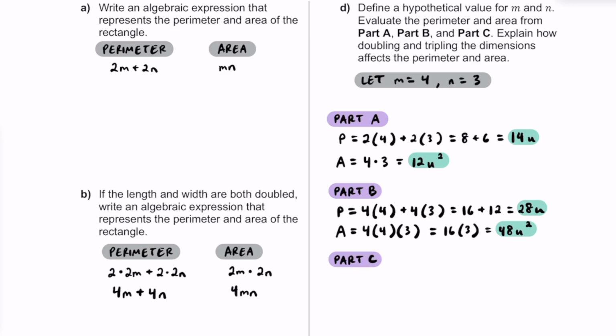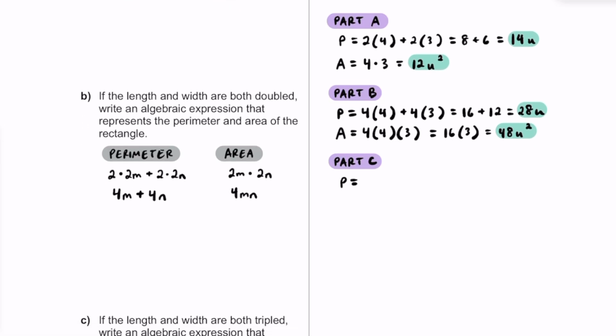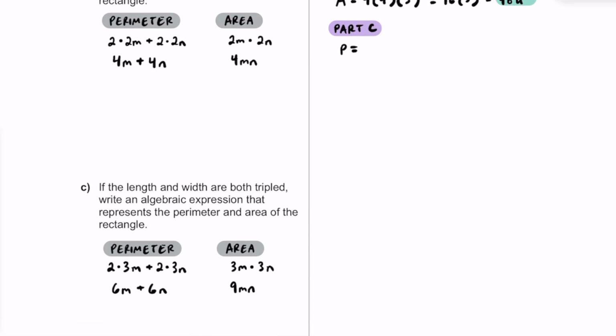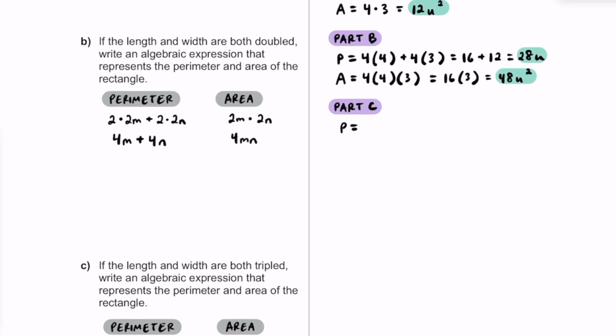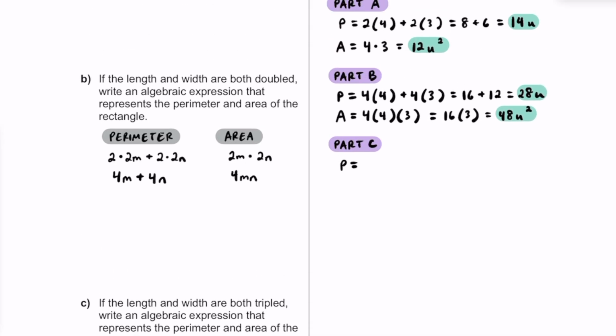All right, so for part C, the perimeter is going to be, what did we say that expression was for the perimeter? Oh, that's right, we said it was going to be 6m plus 6n, and the area is going to be 9mn. So for the perimeter, we have 6 multiplied by 4, plus 6 multiplied by 3. So 6 times 4 is 24, and 6 times 3 is 18. So 24 plus 18 is 42. So we're looking at 42 units for the perimeter.